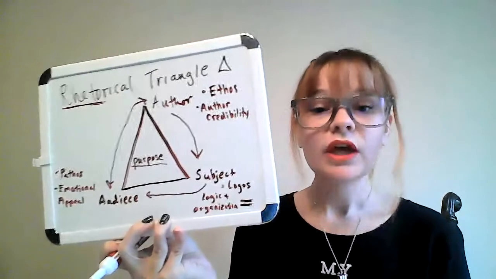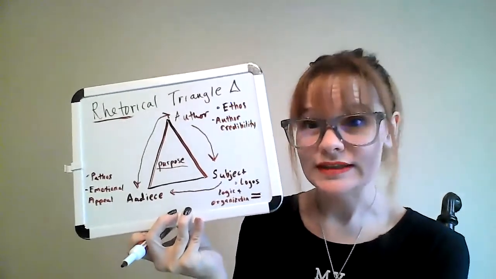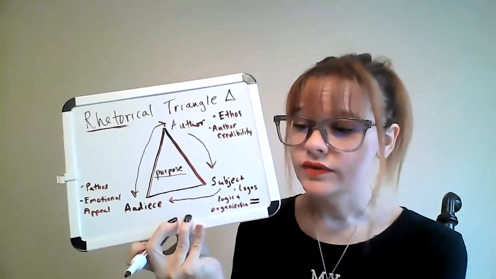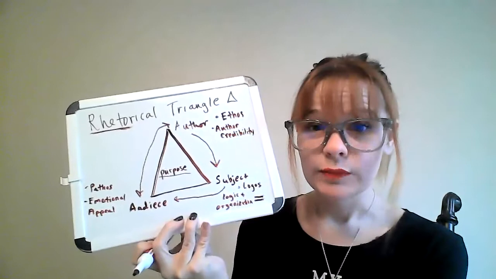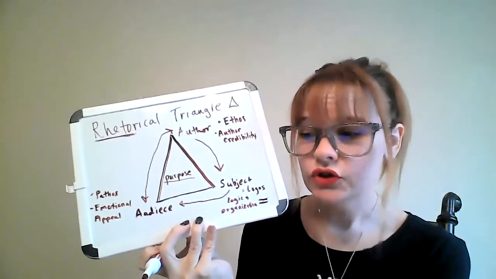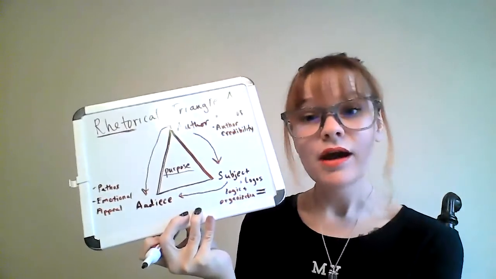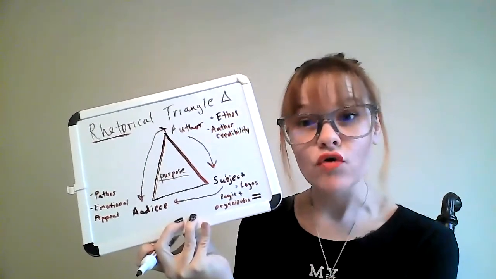Forgive my handwriting. So the logic and organization can be shown in lots of different ways throughout arguments. So that can be an emotional appeal to emotions. It could be an appeal to truth and trust. It could be an appeal to repetition, okay? Sometimes when you hear commercials, they'll say the same things over and over again.